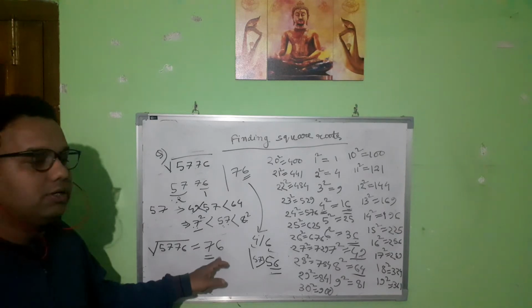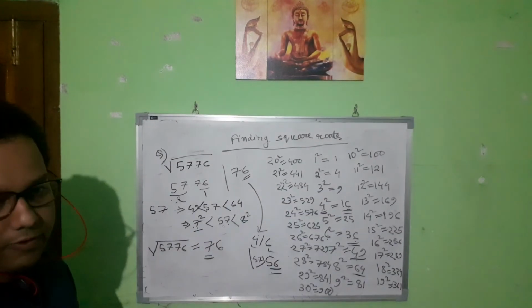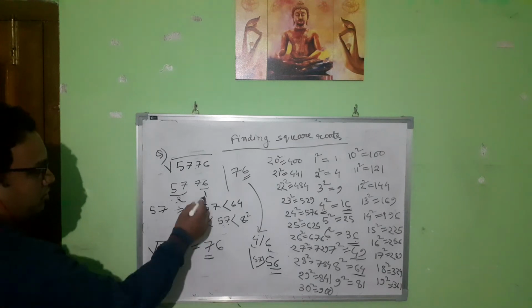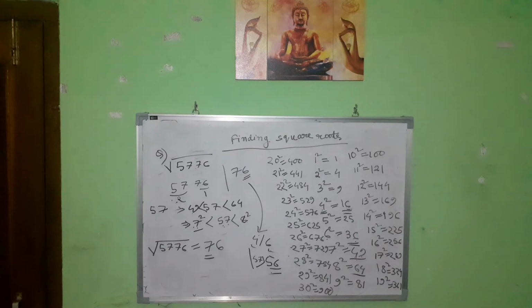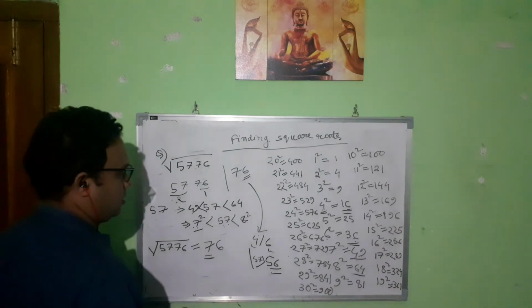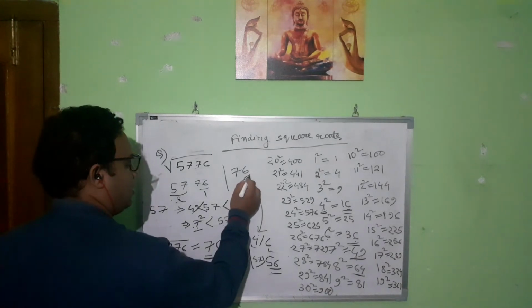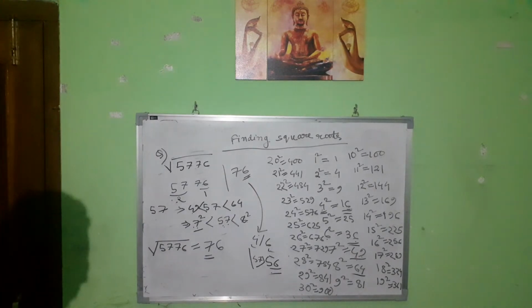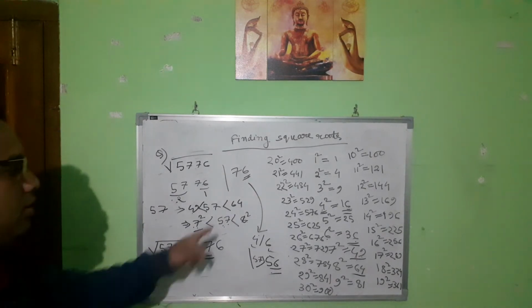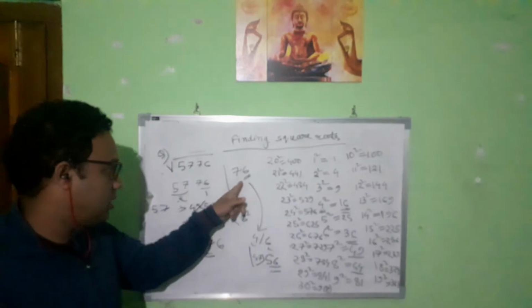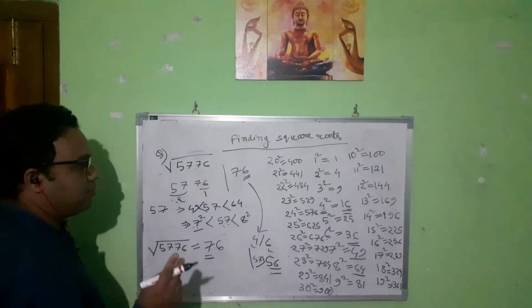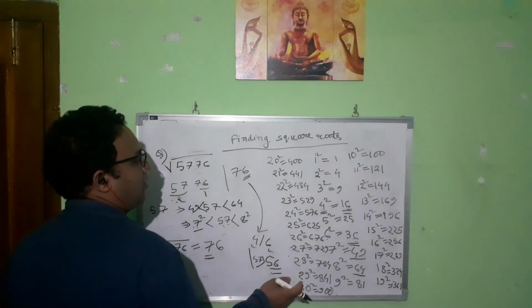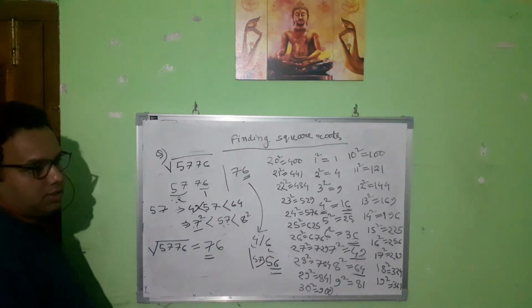Now I need to find the unit digit. So I will find the unit digit. From the first group, I get the number 76. Alright, from 76, what will I do? I will try to find the unit digit. What is the unit digit? Unit digit is 6. Now from this chart, I will look at the possibility from where I will get the 6 in the unit place.